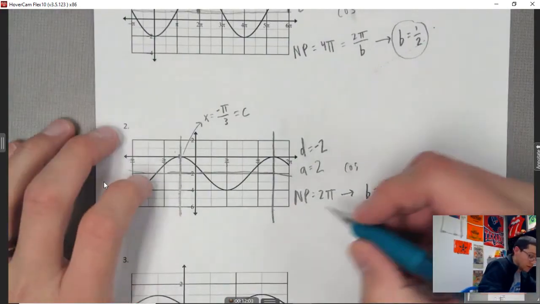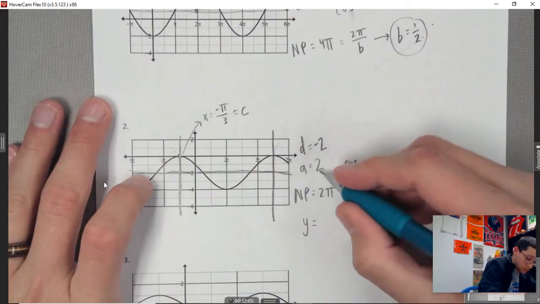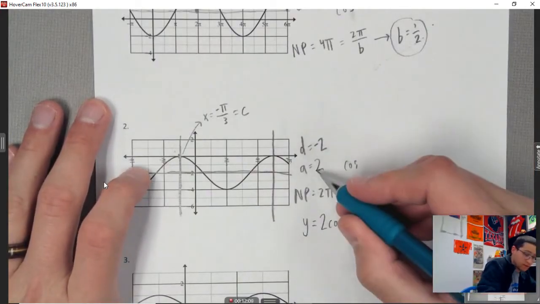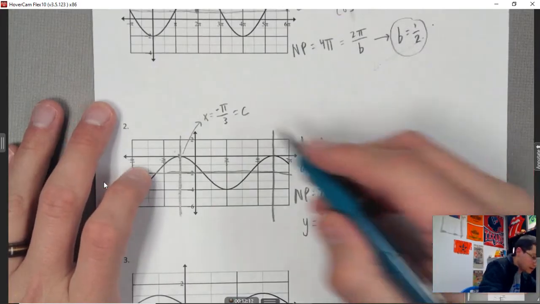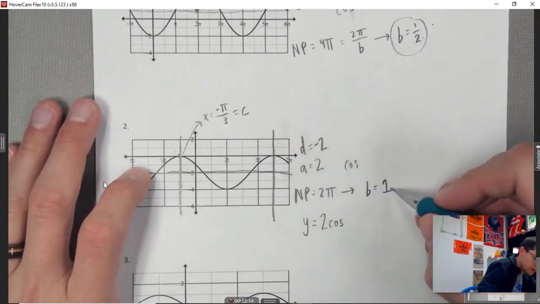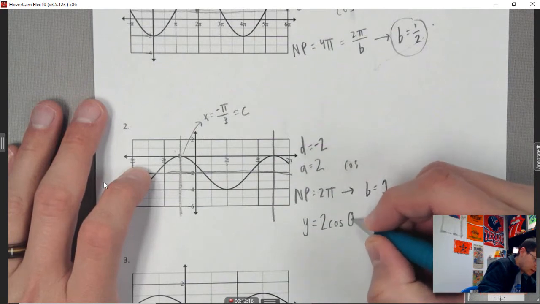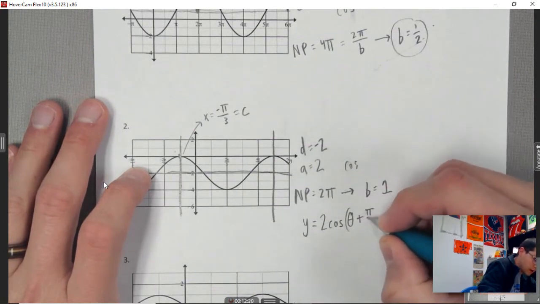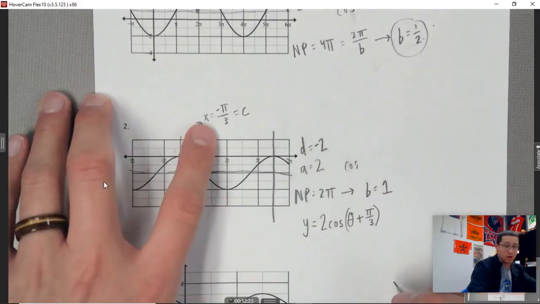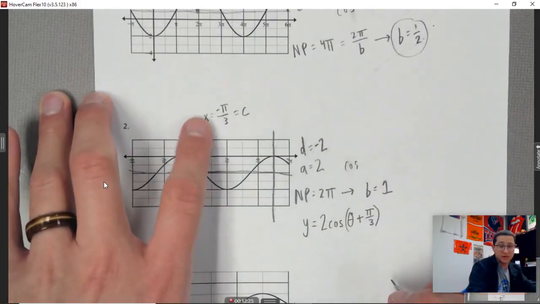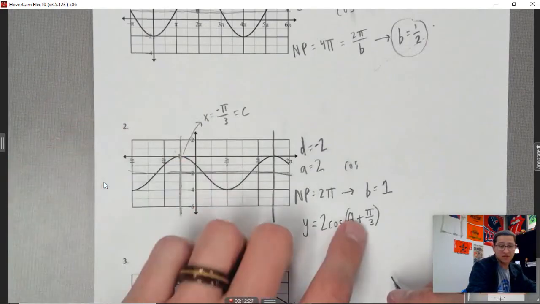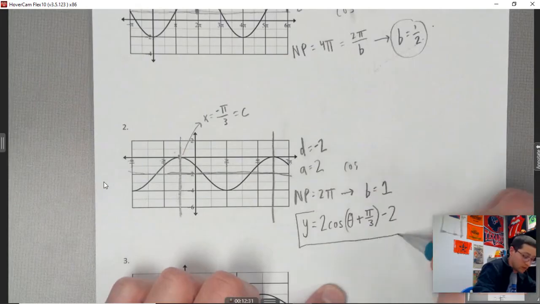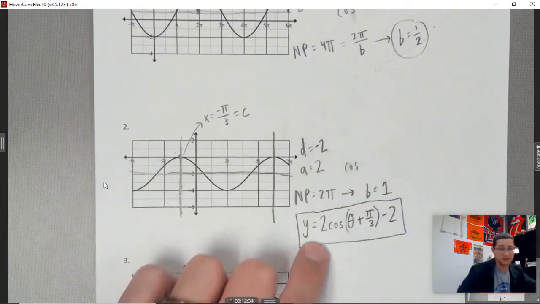So we've got y equals 2 cosine. We've got a B value of 1, so we don't have to put anything for that. It's theta plus pi over 3. Got to be careful there. It's the opposite, the negative, because that is shifted to the left. I need to have a plus there. And then minus 2.